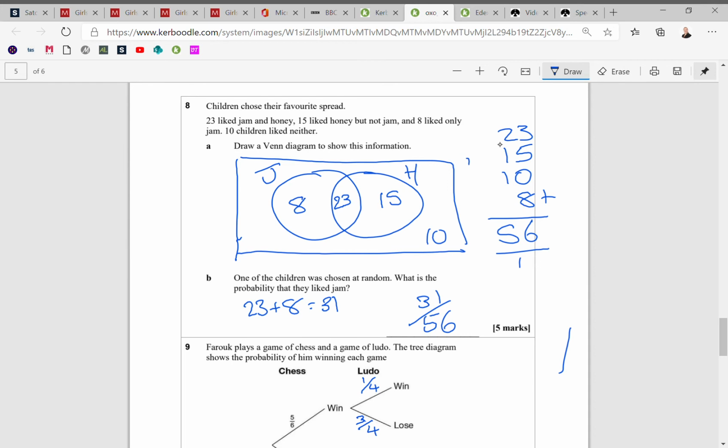I added them all up to see how many were there, and there were 56 children. And what's the probability they liked jam? So jam was this big circle here, which was the 8 plus the 23, which was 31.